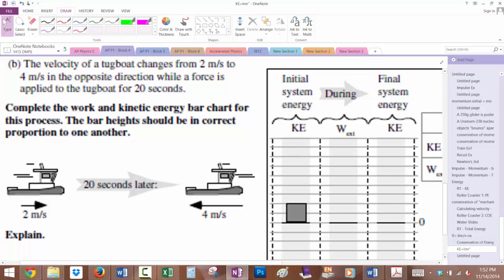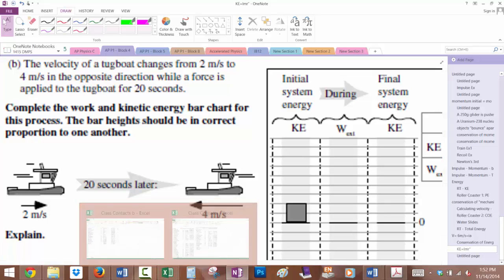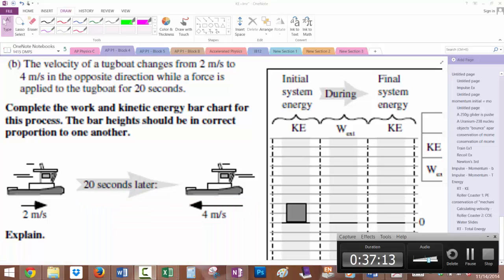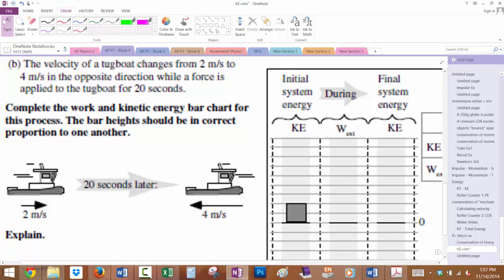It says the velocity of a tugboat changes from 2 meters per second to 4 meters per second in the opposite direction while a force is applied to a tugboat for 20 seconds. Complete the work and energy bar chart for this process. The bar heights should be correct in proportion to one another. So I'm going to let you chew on that by yourself for a moment, and then we'll discuss it. Figure it out. Help me out.